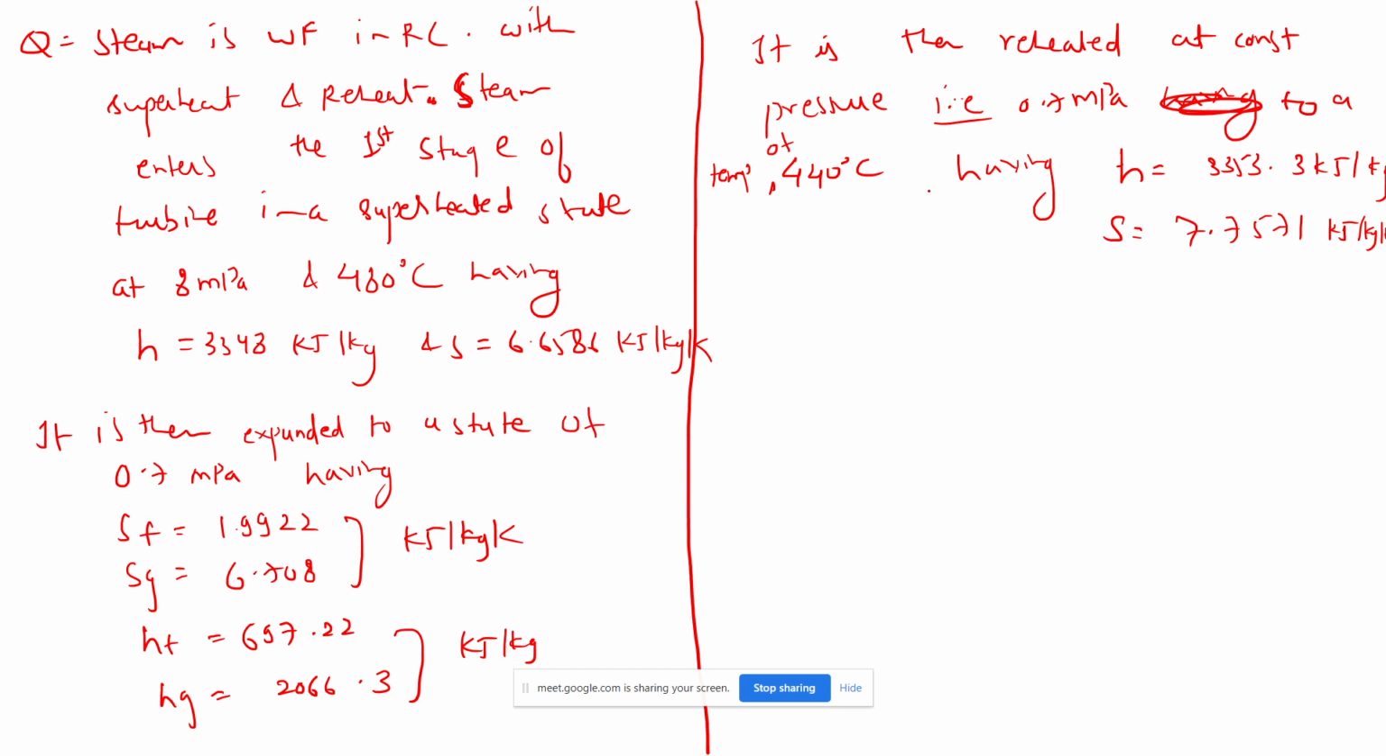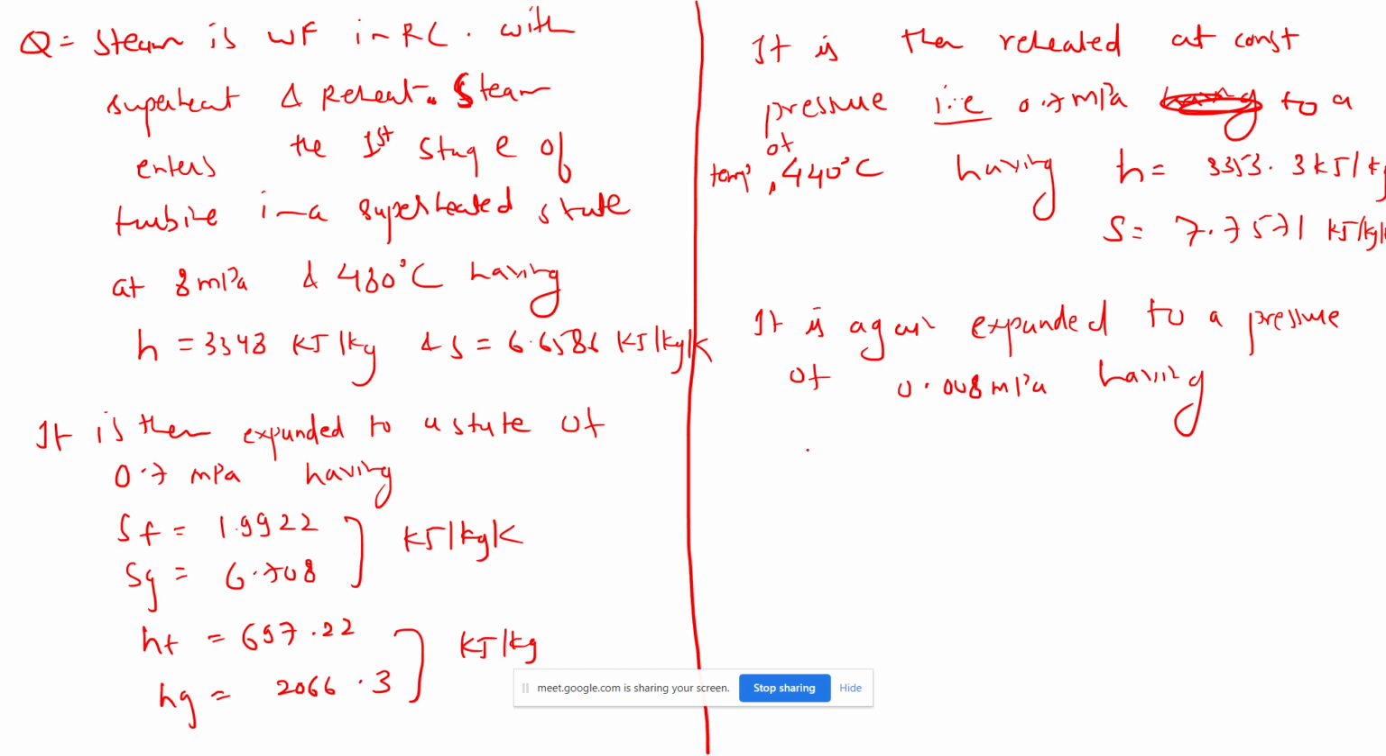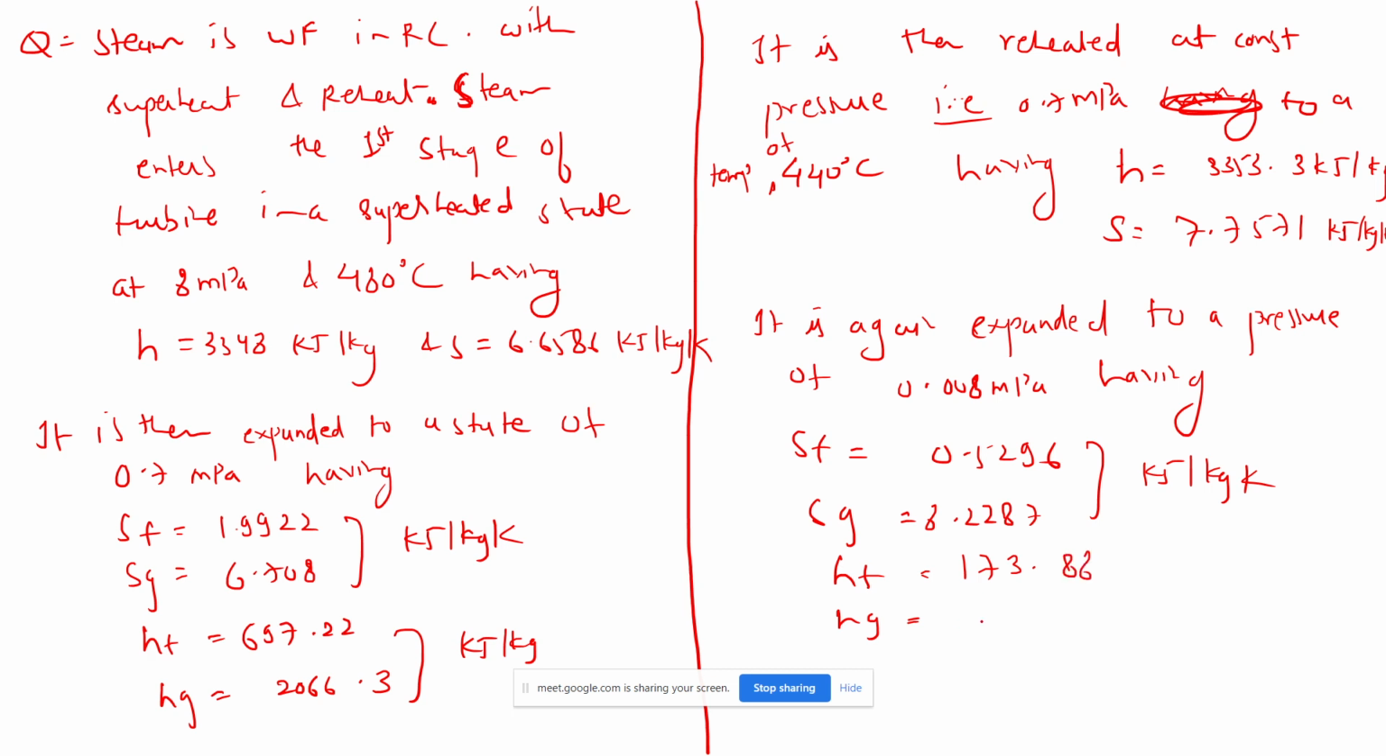After that it is again expanded to a pressure of 0.008 megapascal, having values Sf, 0.5926, Sg, 8.2287, then Hf, Hg, 2403.1.